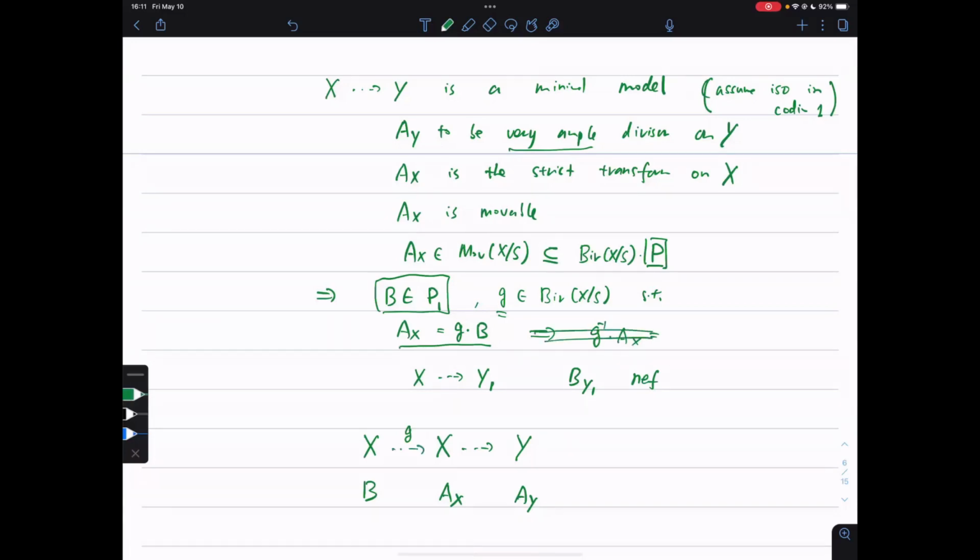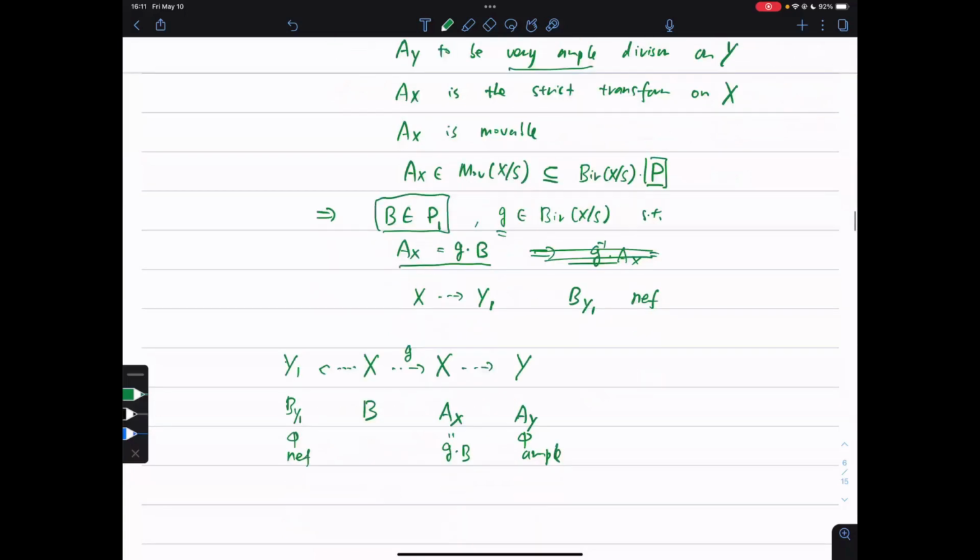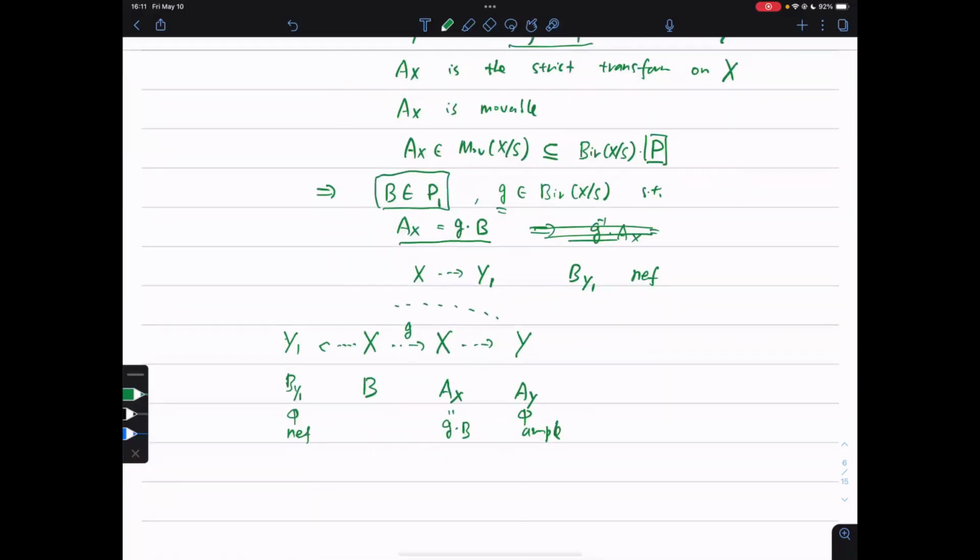So you have g times B equal to A_X. And then you have some Y_1 here, such that B_{Y_1} is nef. This is ample, this is nef. So you compose these birational maps: from an ample divisor, under some birational map, you get a nef divisor.